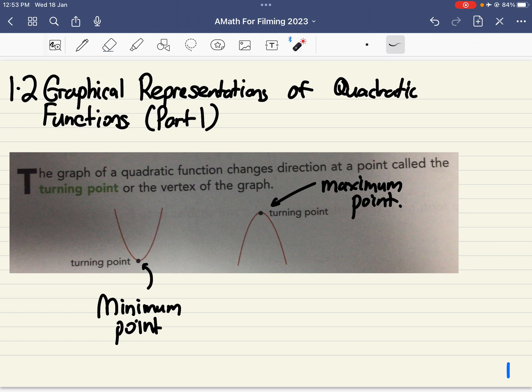Okay, just some preamble. When my coefficient of x squared is positive, I have a smiley graph. What I have is a turning point over here, and this is a minimum point. Similarly, if I have a negative coefficient of x squared, what I have is a frowny graph, and here I'll get a maximum point.